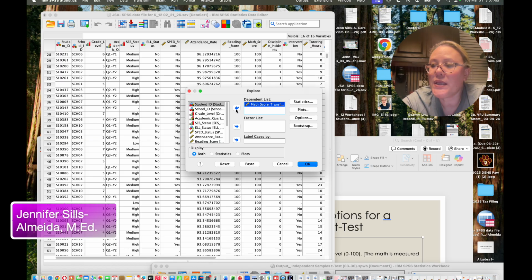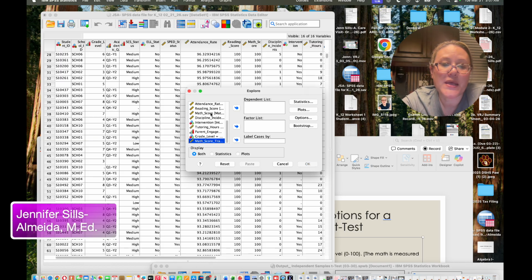Okay, so during this, I can move this back. What we are looking at would be the math score. Okay, so we're pulling this up. We are going to be looking at the math score. Great. And then on the factor list, what we're going to be needing to do is looking at interventions. So we have to pull the interventions here, right? So we're seeing if they have interventions or not.